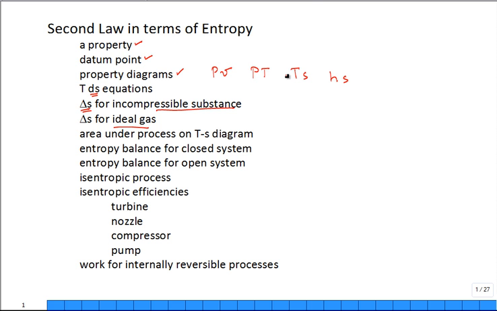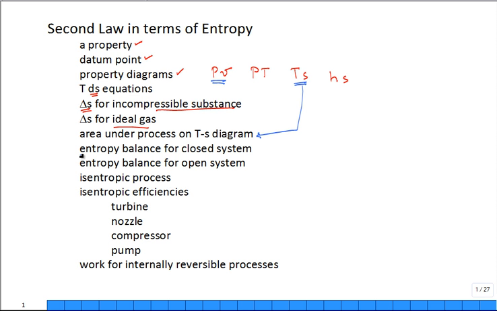We'll take a look at using this property diagram, the temperature entropy diagram, and interpreting the area under it. How did we interpret the area under the PV diagram? Work. The area under a TS diagram, or the curve on a TS diagram, can be interpreted as Q, if it's internally reversible, if it's a special process, the internally reversible process.